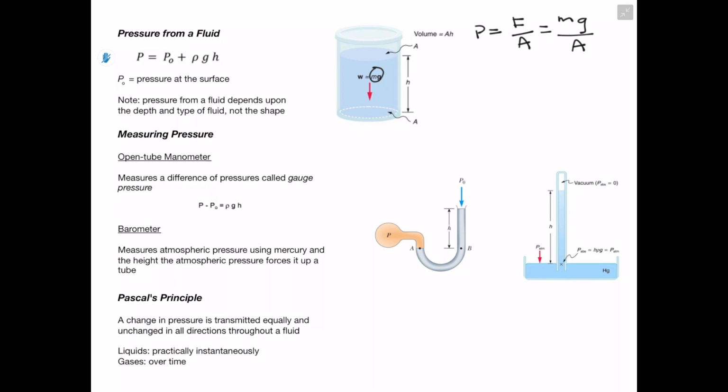So the problem we have here, though, is that normally we're not going to be given the mass of a fluid. Rather, we're going to be given the volume and density of that fluid. So basically, we're going to want to rewrite this as mass being equal to our volume times our density.